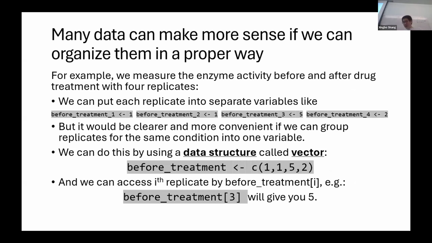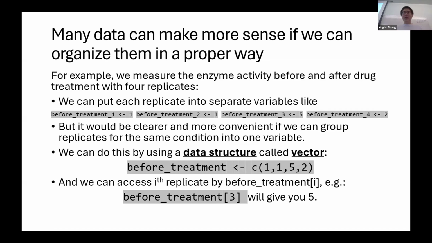So now we have learned about the data types. Let's move on to something more advanced. Many of the data we are collecting nowadays will make more sense if we can organize them in a specific way. Experimental science is all about replicates. There is a very famous sentence saying that n equals 1 equals nothing, which means you cannot conclude anything from just one replicate.